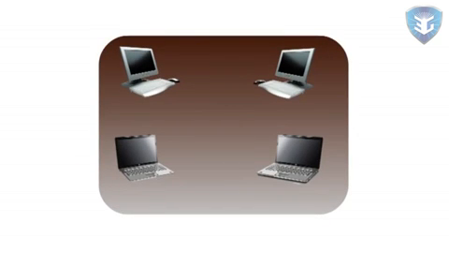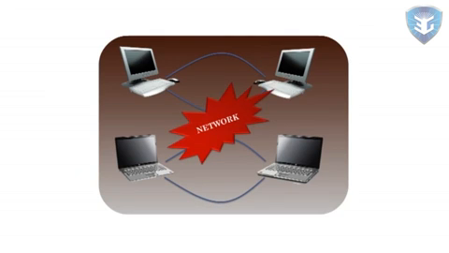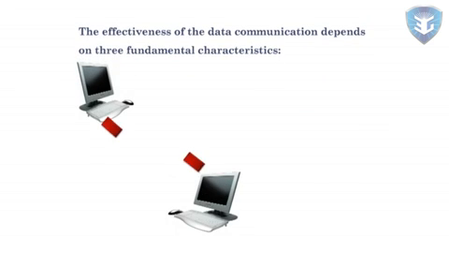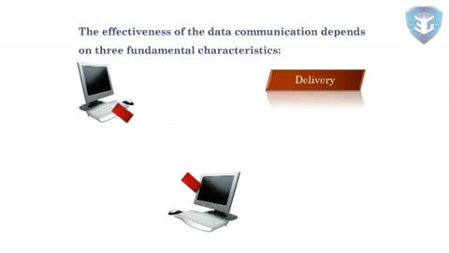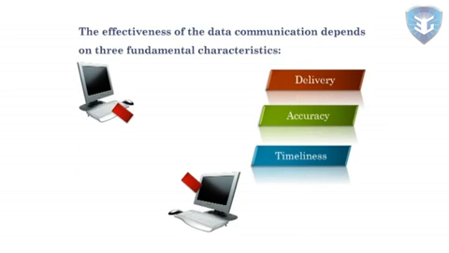When we want to share the data between two or more computers, called data communication, it is required to form a network between them. The effectiveness of the data communication depends on three fundamental characteristics. Delivery: the system must deliver data to the correct destination. Accuracy: the system must deliver the unaltered and correct data. Timeliness: the system must deliver the data in a timely manner. Data that is delivered late is useless.